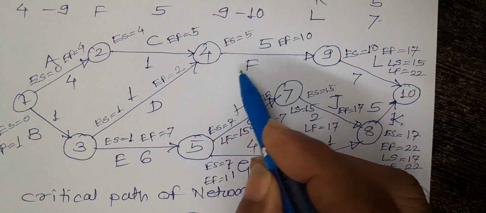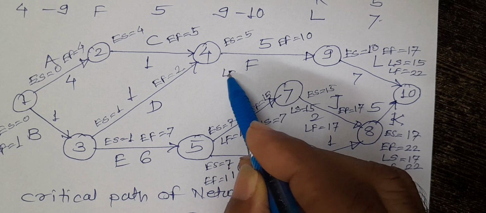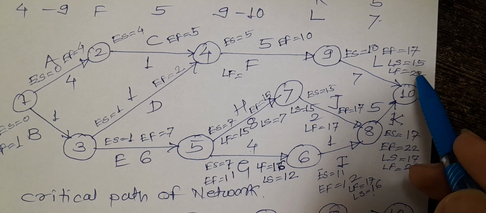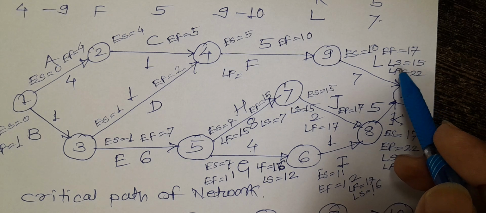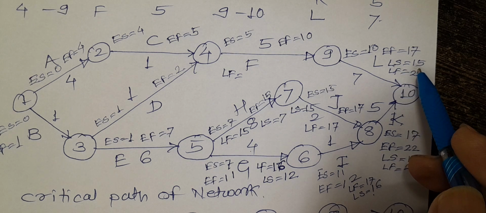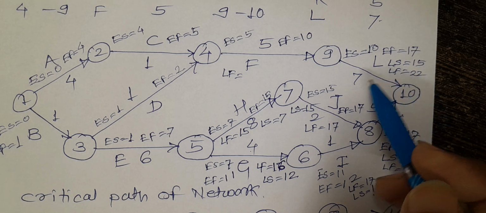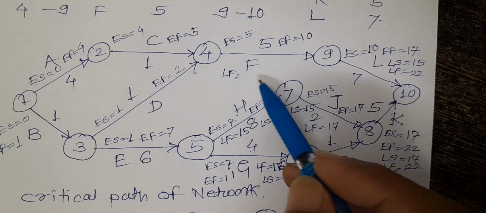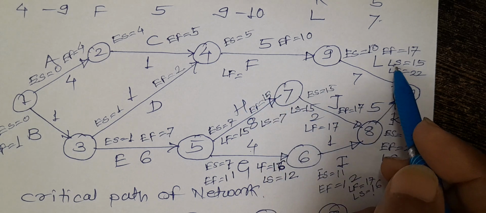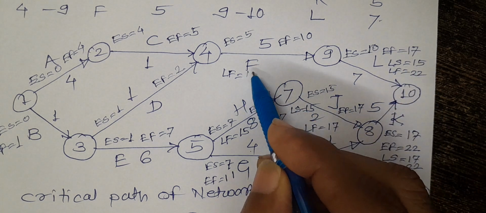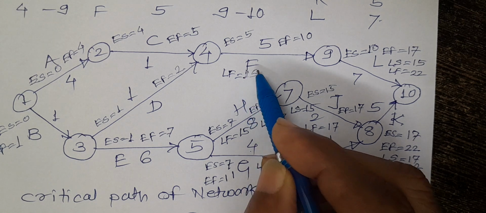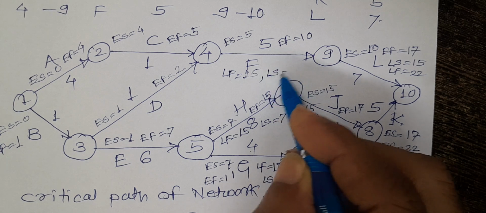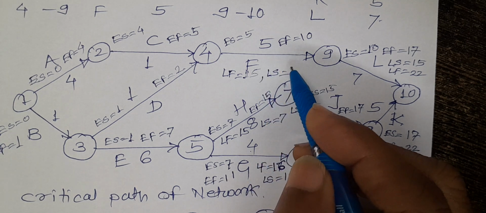Now the next activity is F. What is the latest finish for this activity? The latest finish for this activity is the latest start. So it is 15. And what is the latest start for this activity? That is 15 minus 5, it is 10.